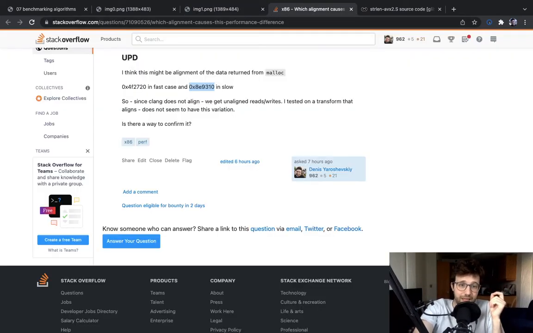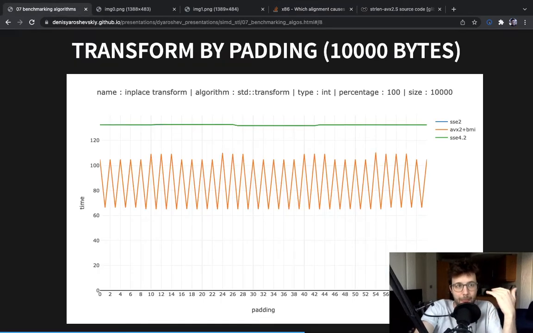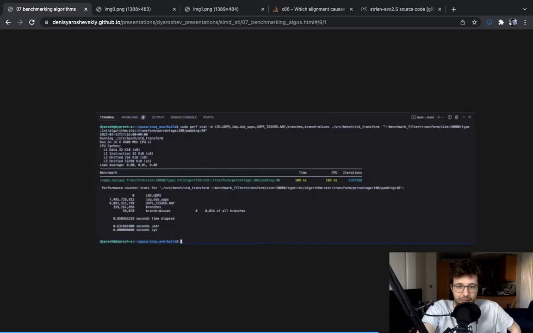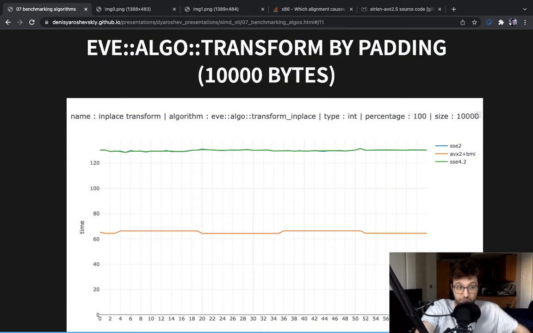The thing is that in the first case, the address of the vector is going to be aligned to 32 bytes, and in the slow case, it's going to be aligned to 16 bytes. So when std transform is vectorized, you get vectorization, but the compiler will not align data accesses. I think this is the price for accessing data in the non-aligned way. We can have another confirmation of this if we look at how transform behaves in the in-place case, because for the in-place case, we do aligned reads and writes.